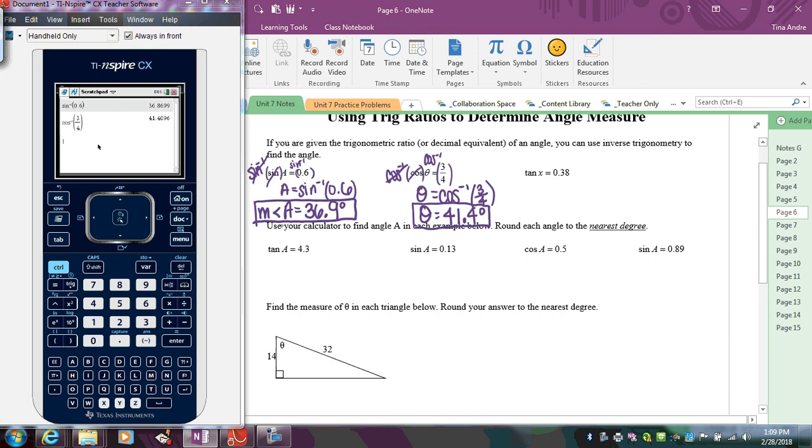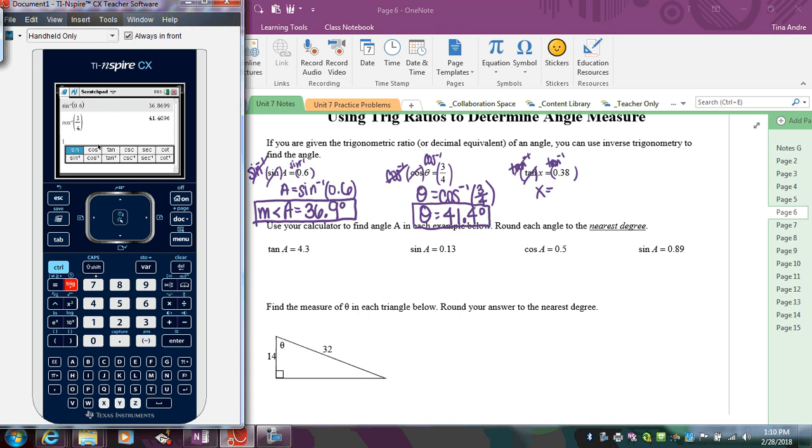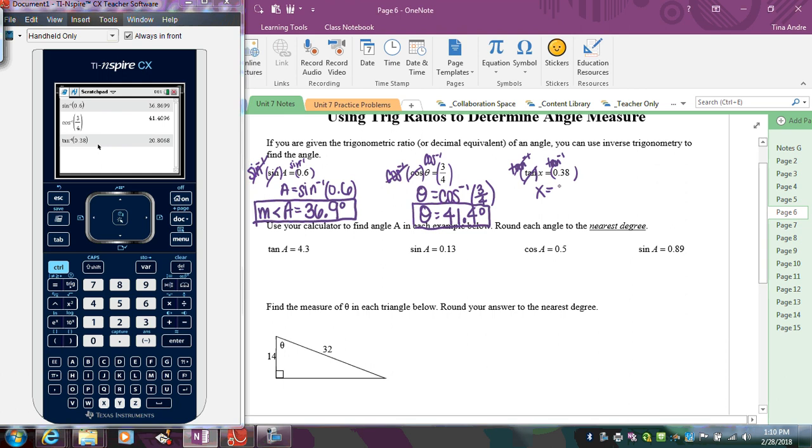For this next one, it's the same concept. We're trying to undo tan, so we take tan inverse of both sides. Those cancel, and we are left with x equals, into the calculator, trig, we go down to the inverse tan, and 0.38 is the ratio. What's the angle that will make that ratio true? It's going to be 20.8. Again, I'm rounding to the nearest tenth because the direction didn't specify, so I made up a direction.